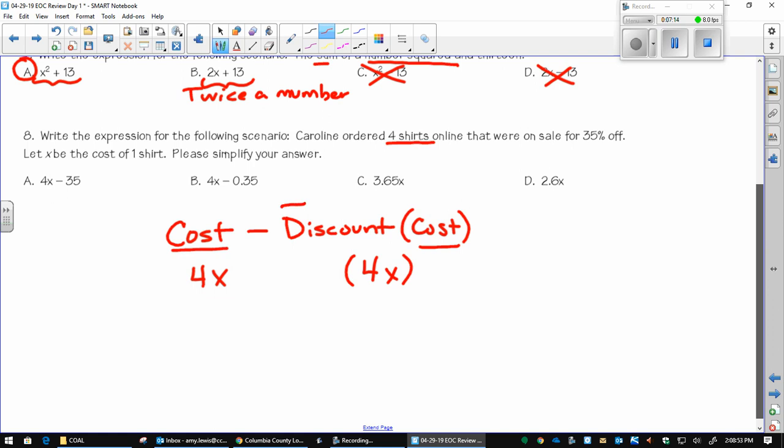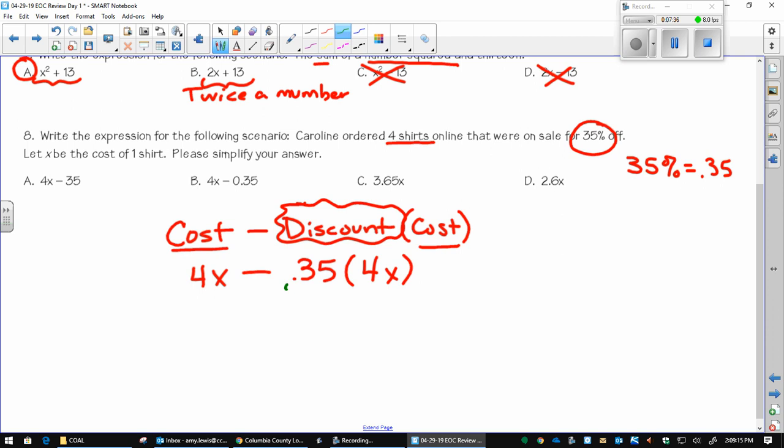And I've got to include minus the discount. So it's going to be a minus. Got a 35% discount, which means I need to change it to a decimal. And what I end up with is 4x minus 0.35 times 4x. Now I'm going to do a little PEMDAS. I'm going to multiply first, so that I have 4x minus 0.35 times 4, 1.4. And of course there's an x in this.